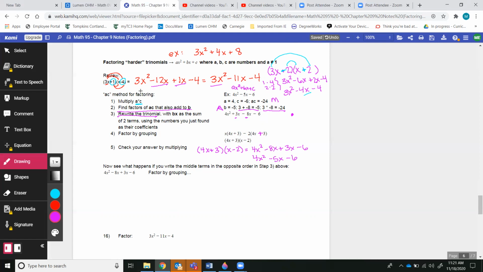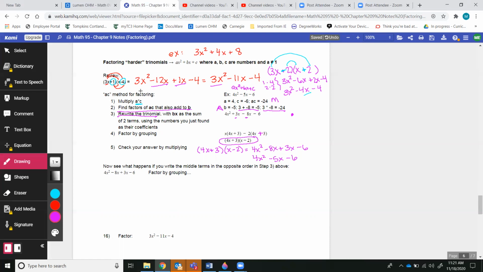Okay, so I would suggest pausing the video for a minute, going back, making sure you understand all of the steps of this example. Once you have done that and you're comfortable with how we got to our answer right here, our factored form, then you can move on to the next part here.